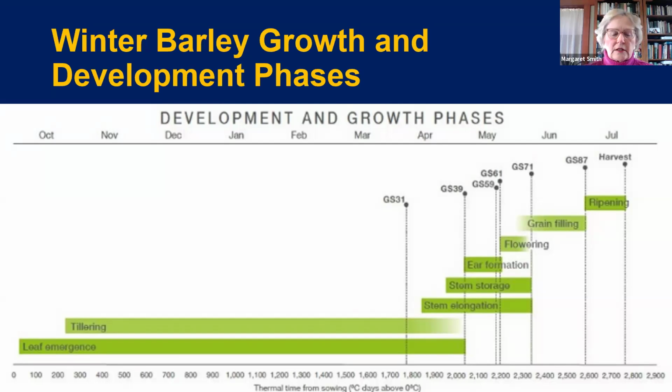Leaf emergence is a long period. Tillering starts shortly after leaves emerge. So winter barley or winter wheat, soon after those leaves emerge, you start to get tillers. And you see the growth stages, 31. Growth stage 39 is right where ear formation starts. Now again, what we call a small grain head in the US, in Europe they call an ear. So just the progression of growth stages here based on degree days.